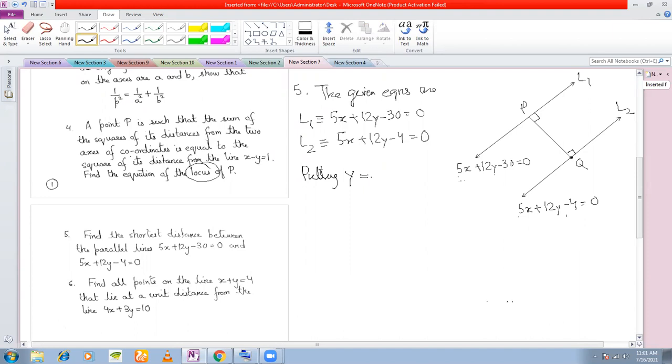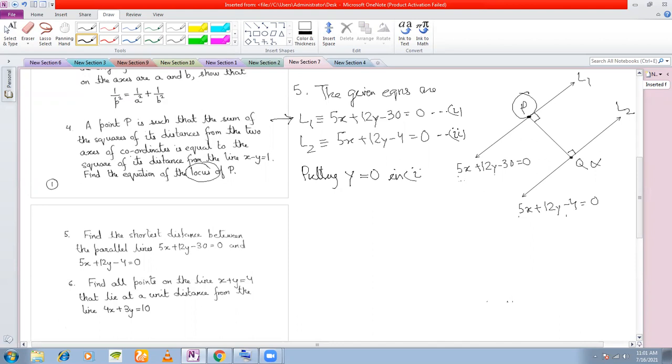Let us find a point P. I want to find the point P, not Q. You can find the point Q also. Let us select a point on L1 instead of L2. Put y is equal to 0 in, let's call this equation 1. Let us call this equation 2.